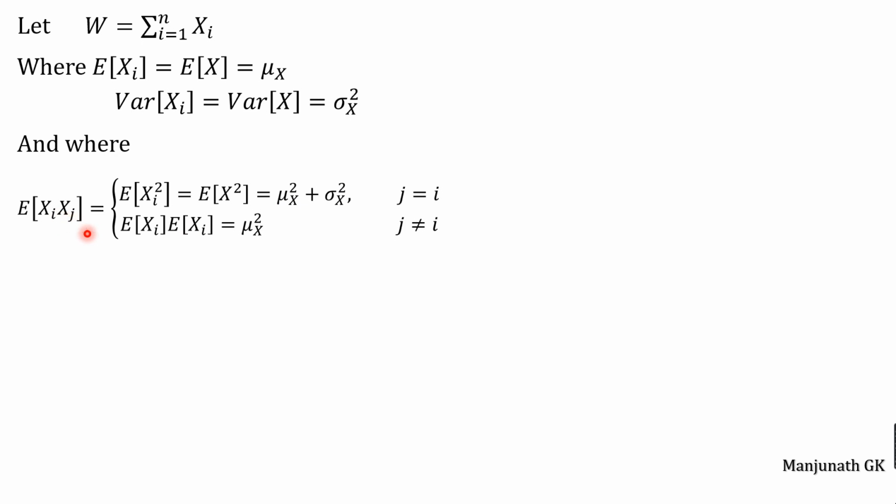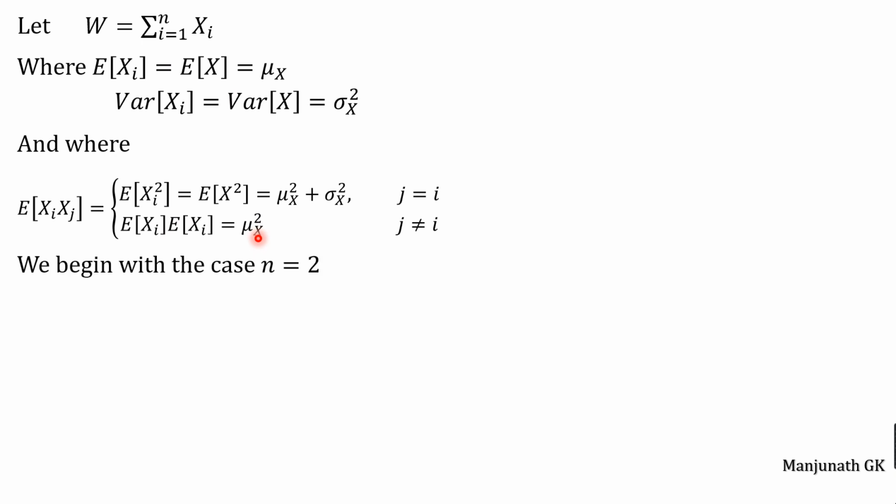If i and j are not equal, for example i can be 1 and j can be 10, or it can be 5 or 6, at that time it is a multiplication. If this is a multiplication, it means mu of xi into mu of xj. It can be any random variable, its value is mu x only, so that is mu x into mu x, mu x square.